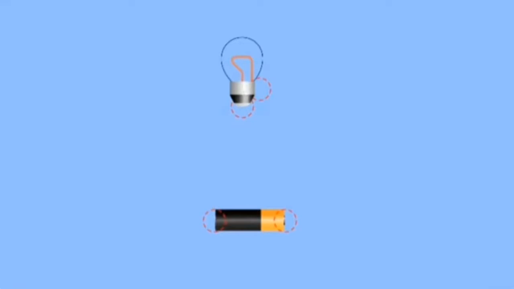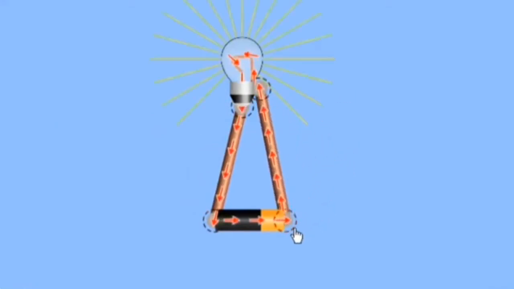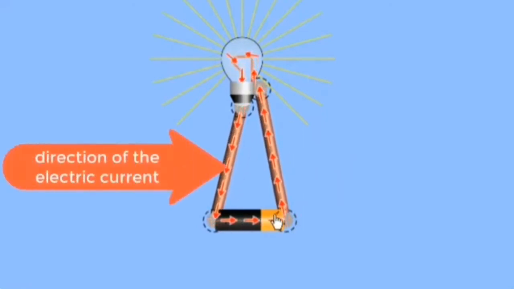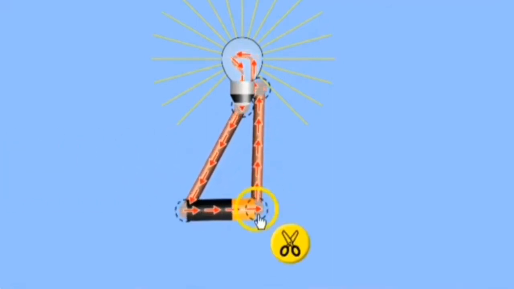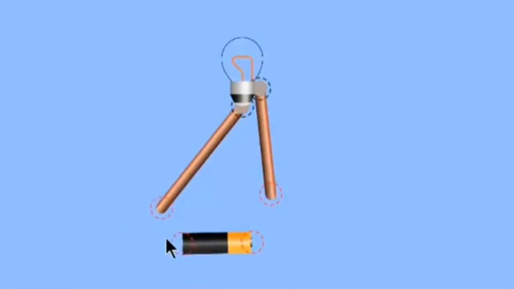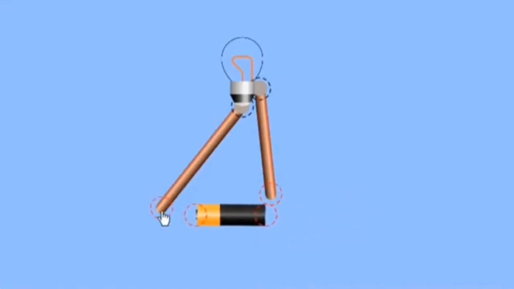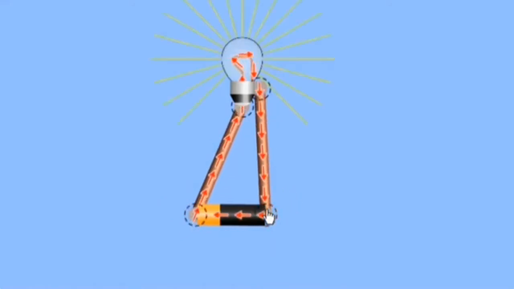Let's make a closed electric circuit using the wires. The lamp glows. These arrows represent the movement of the electric current. I'll now reverse the dry cell and put the positive pole to this side and the negative pole to this side. What do you see? The direction of the electric current is also reversed.